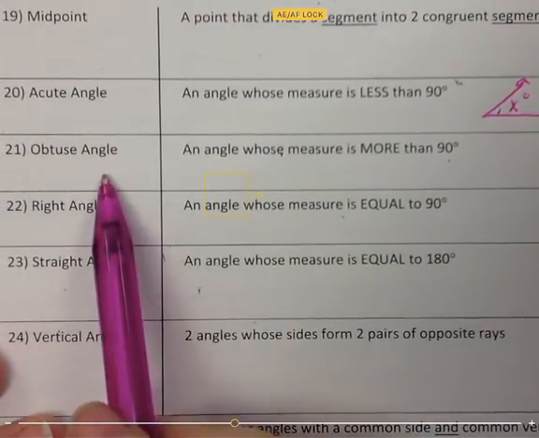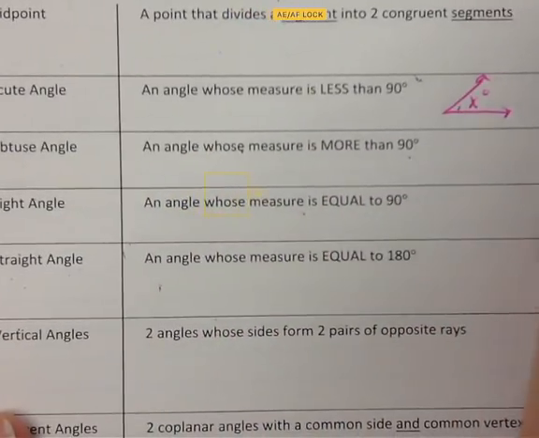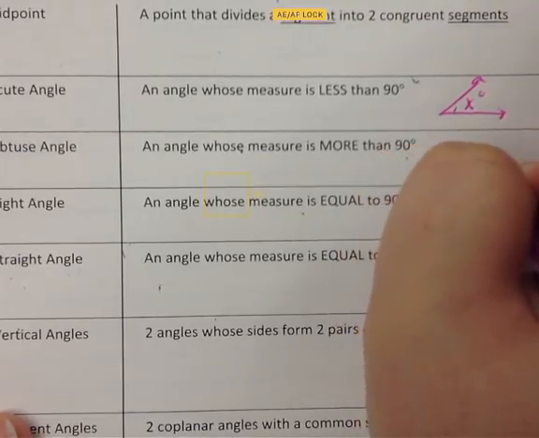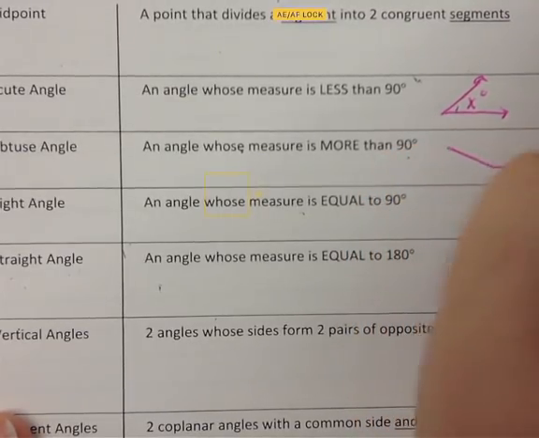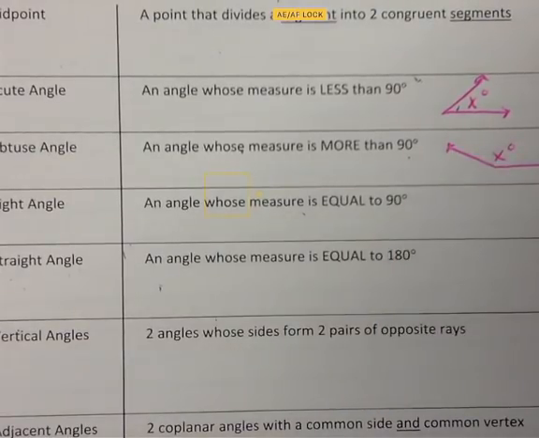An obtuse angle is an angle whose measure is more than 90 degrees. So it would look something like this. It is an angle more than 90 degrees.